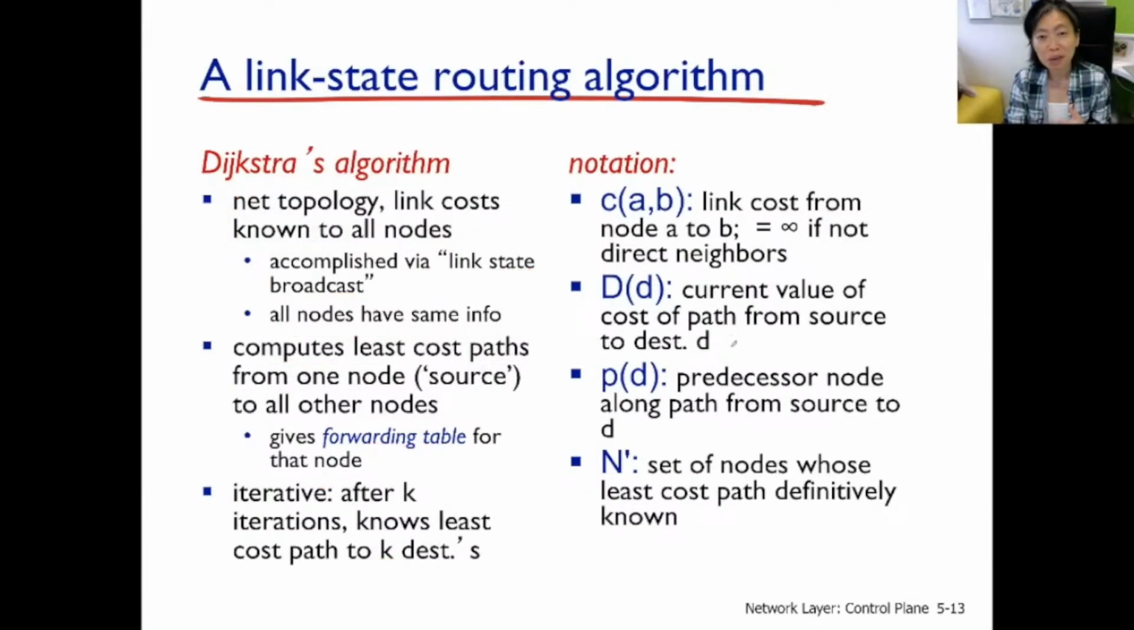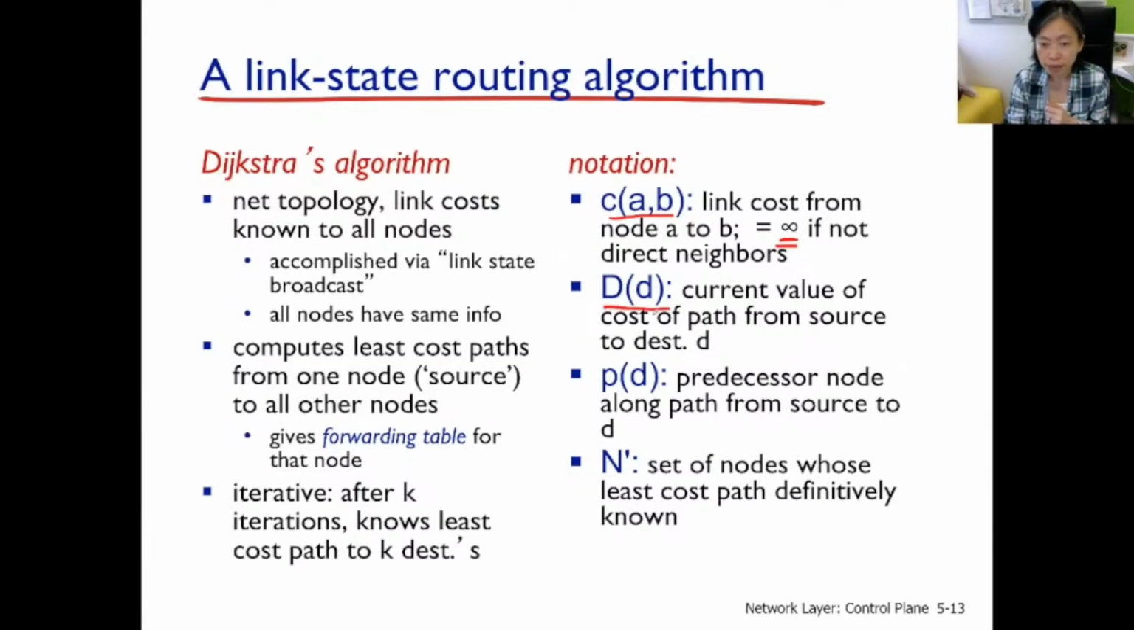Let me introduce these notations before I bring up the pseudocode for the Dijkstra algorithm. First is C(A,B). This is the cost of the link connecting router A and B. You should know already. What's a little bit surprising to you is this: the cost C(A,B) could be infinite, because there's no direct link connecting the two routers, and therefore the cost is infinite.